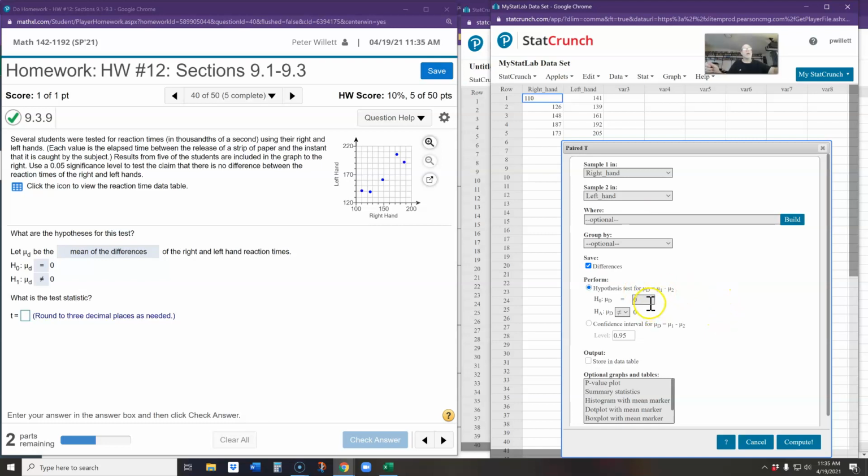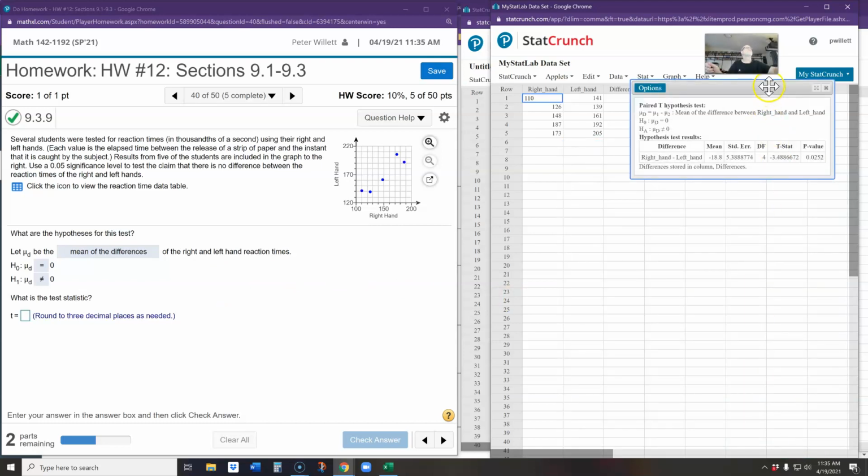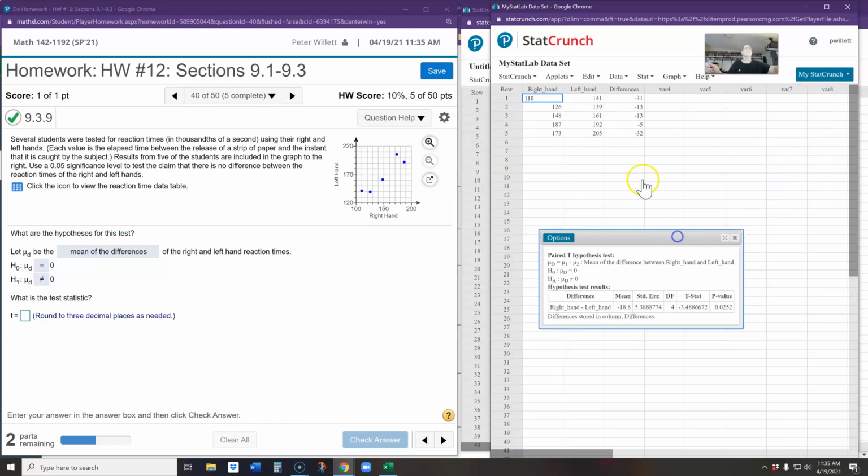So then our null hypothesis and alternative hypothesis by default are what we set up for this problem. So I'm going to hit compute. And now when I do compute and I get my little results box, I'll point out that notice the differences have been tabulated in this new column called differences. But for the moment, all we need is the t-stat.